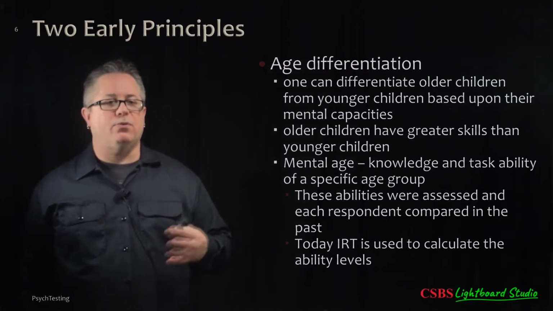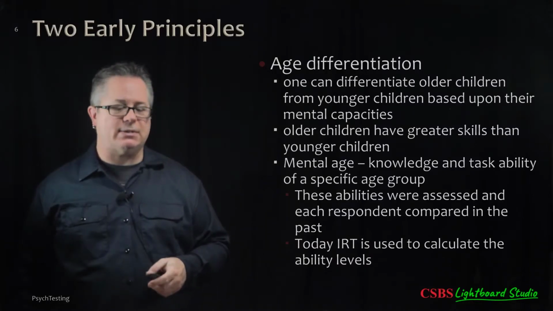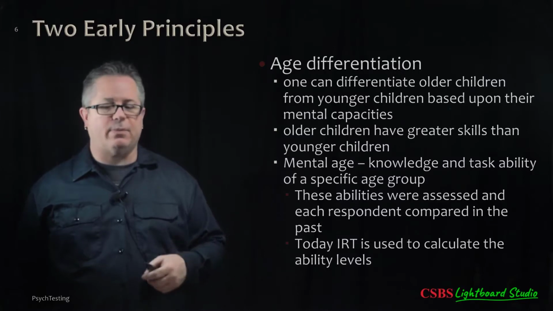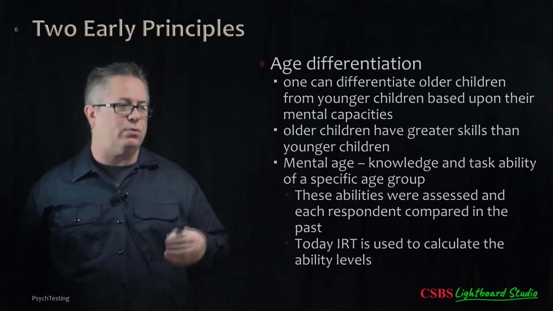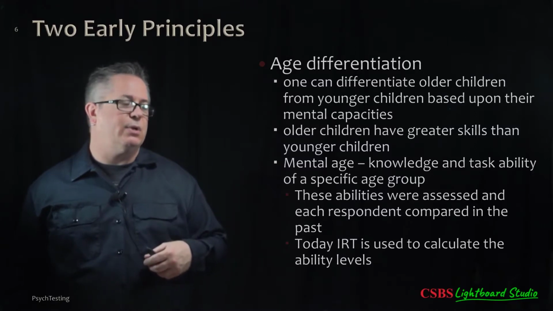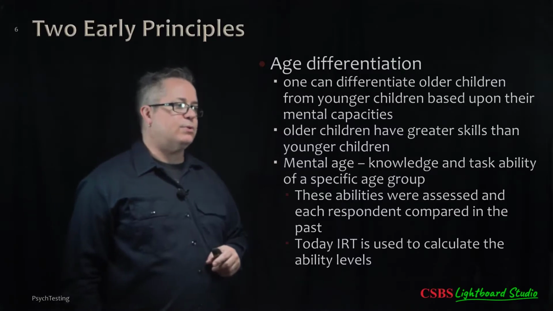One can differentiate older children from younger children based upon their mental capacities, meaning that older kids know more things and can understand things better. They just have more knowledge, more skills, more practice. So you should be able to differentiate kids by age. Older children have greater skills than younger children.